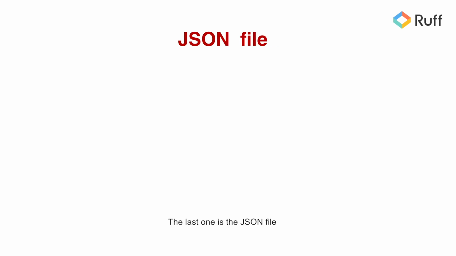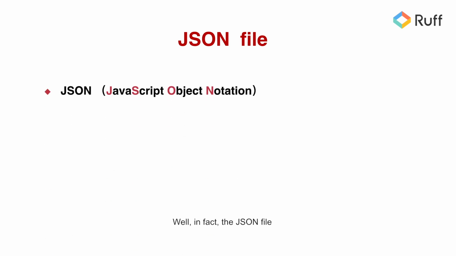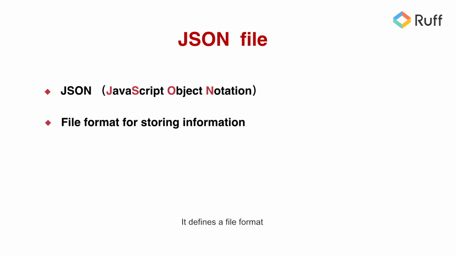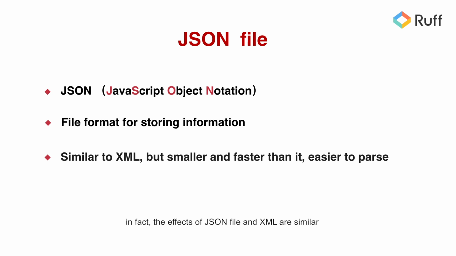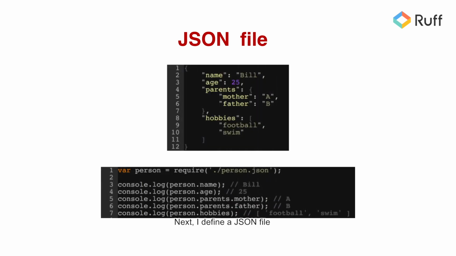The last one is the JSON file. Well, in fact, the JSON file is a very important thing in JavaScript. It's mainly used to store information. It defines a file format. If you're familiar with XML, in fact, the effects of JSON file and XML are similar. For example, to store some information. However, compared with XML, its upsides may be more obvious, since it's smaller, faster, and quite easy to parse. Next, I define a JSON file and see how to use it. You may have a look. First, in file defining, I define a series of key value pairs. When it is used, I may use such a mode to gradually get its value.